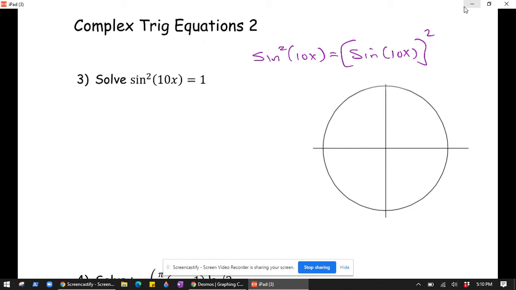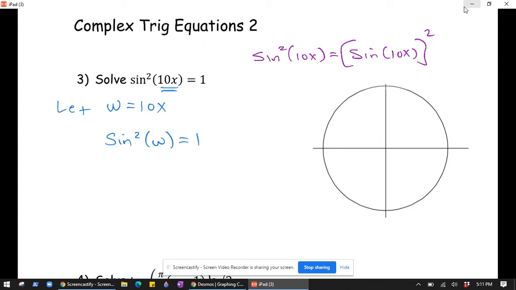Again, this can be done without a calculator. I'm going to do what I've done in a previous video, and first note that when you've got a b value in there that's not 1, or an expression in there that's not x, what you should do is replace it with something that is just one variable for the moment. So I'm just going to let w equal 10x so that we're really solving for the moment sine squared of w is equal to 1.